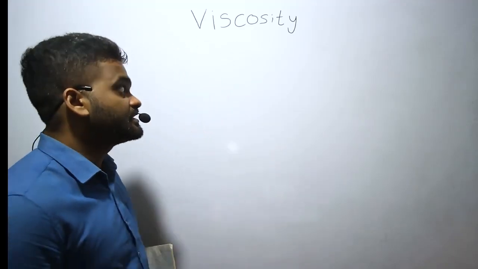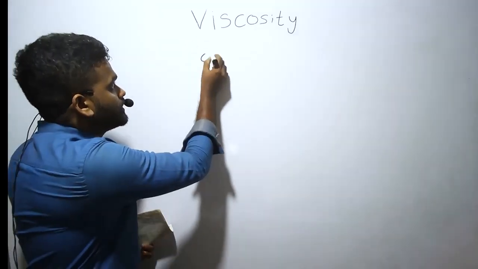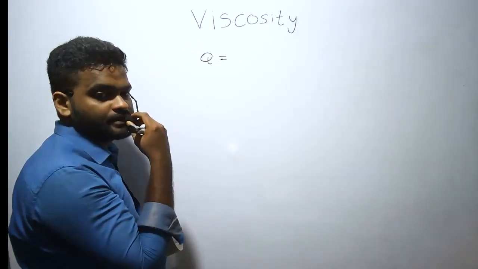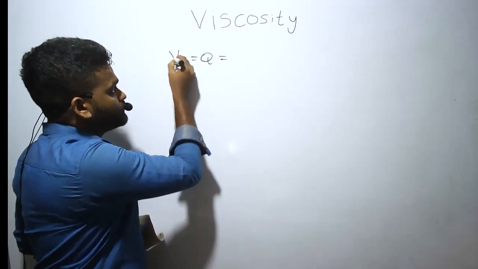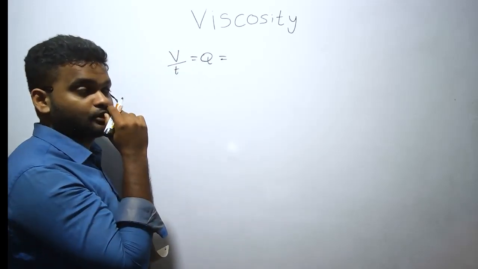So this is Poiseuille's equation. Q is the volume flow rate. Volume flow rate means volume divided by time, cubic meters per second.